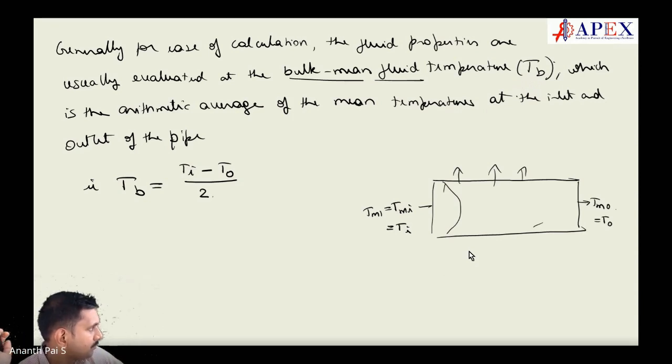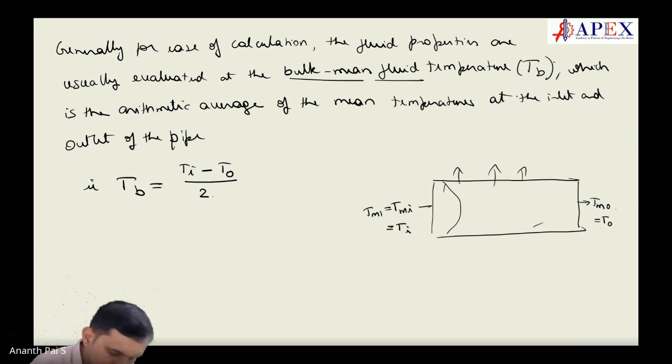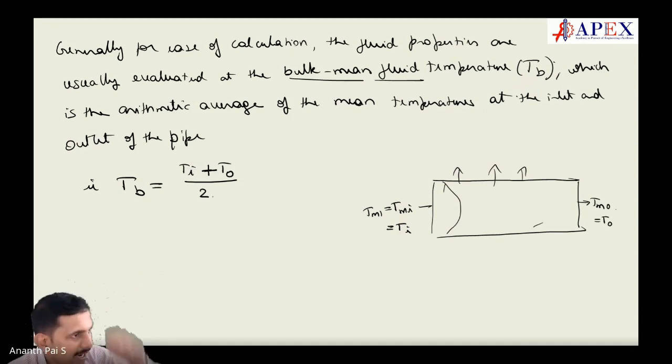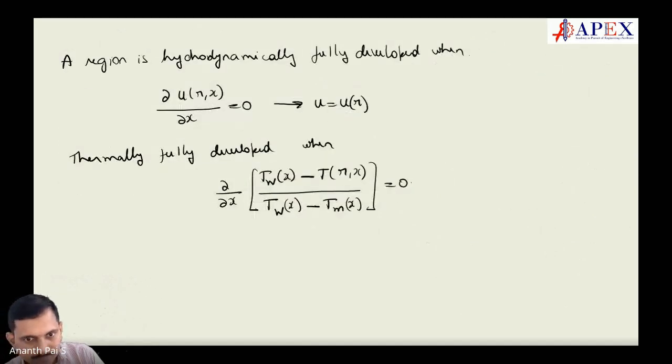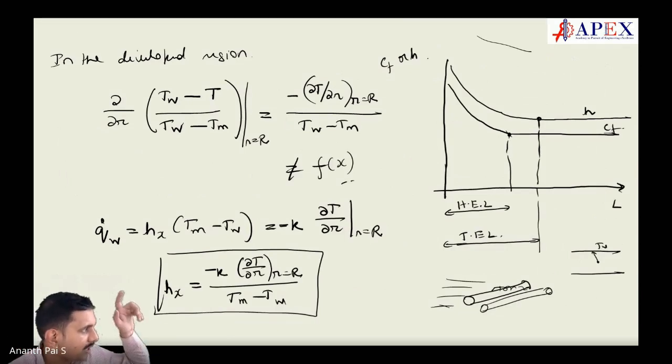Sorry, correct it. Big mistake. It's the arithmetic average. The arithmetic average is Ti plus Tb divided by 2. You cannot negate it. It should be Ti plus Tb by 2. Correct. Thanks, Agastya.